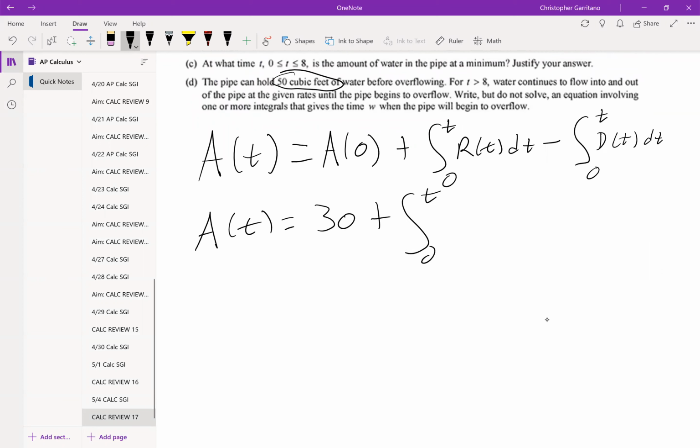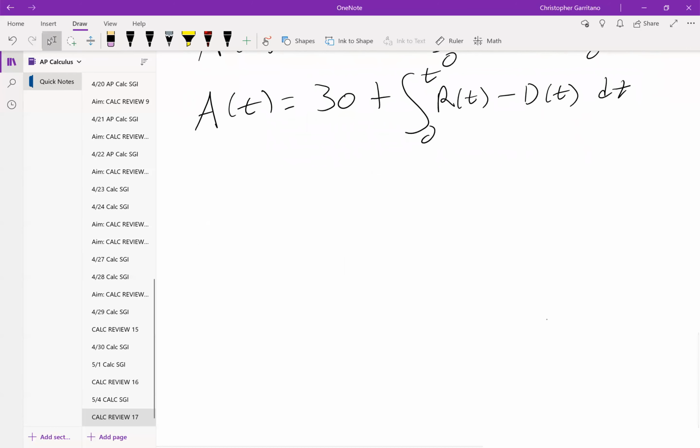And since both of these integrands have the same limits of integration, we can actually just write them as one integral. This expression will give you the amount of water in that pipe at any given time t. The question is, when is A of t equal to 50? Because it is at that instant that the pipe will just begin to overflow. It won't quite overflow yet, but at that instant, it is right on the cusp of overflowing. And so that's the time we're interested in.